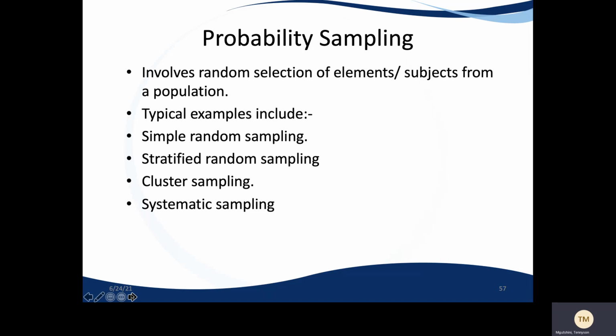But for now, I will speak to 4 specific examples or types of probability sampling. The first is simple random sampling, followed by stratified sampling, cluster sampling, and systematic sampling.